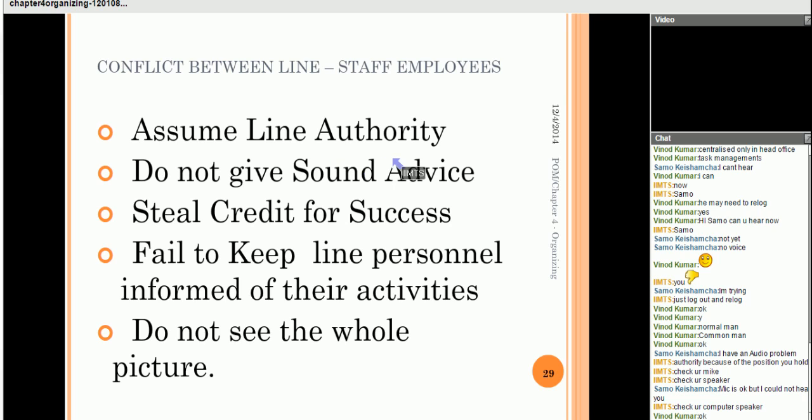It assumes the line authority. It does not give sound advice, steals the credit for success. Now this is a conflict between line and staff employees. Fail to keep line personnel informed of their activities and do not see the whole picture.